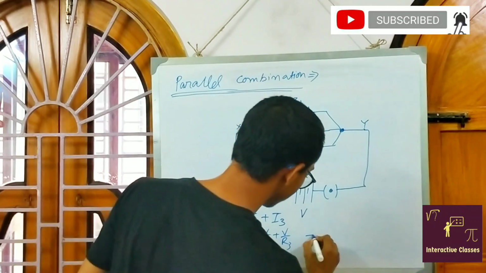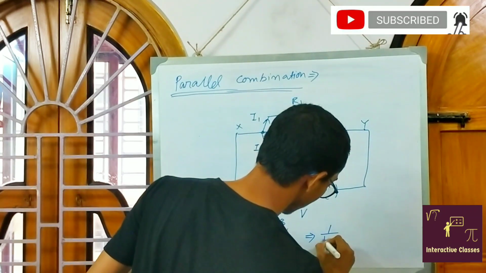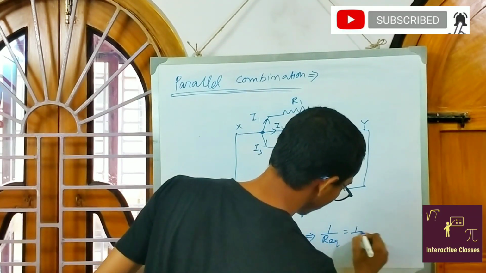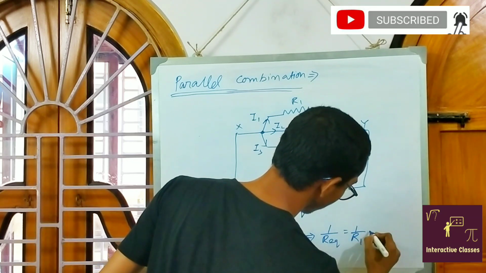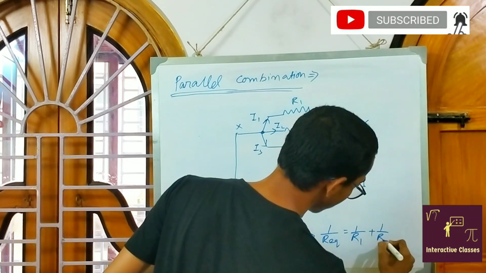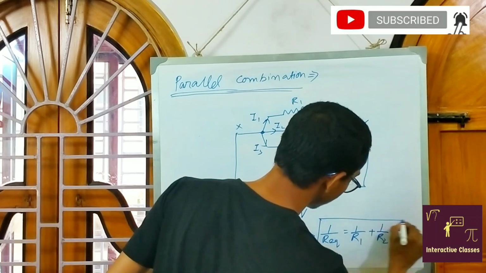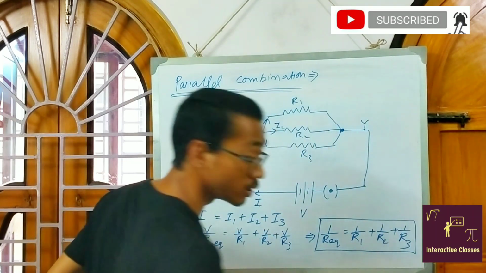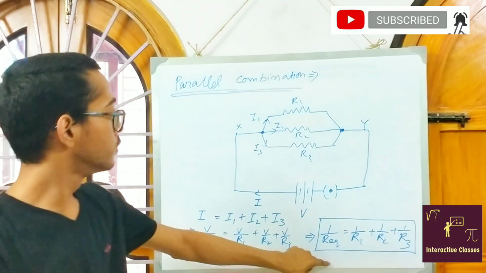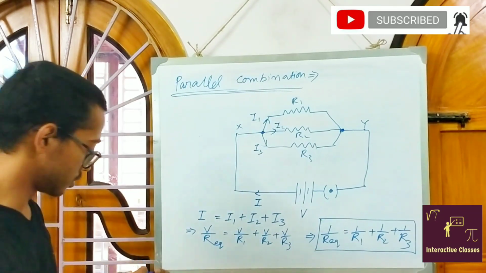Now V gets cancelled from both sides, and we get 1 by R equivalent is equal to 1 by R1 plus 1 by R2 plus 1 by R3. So this is the expression for the equivalent resistance of parallel combinations.